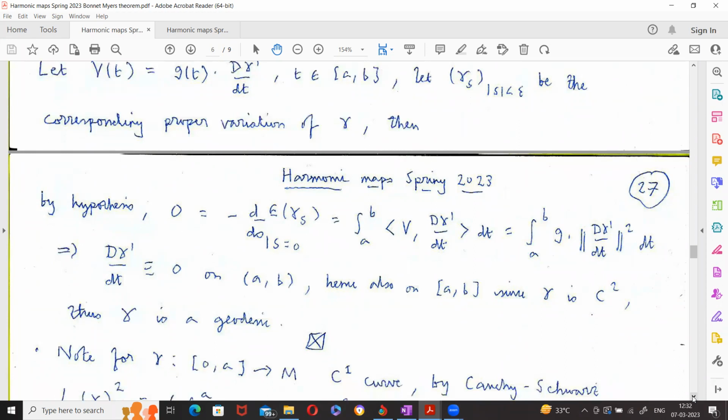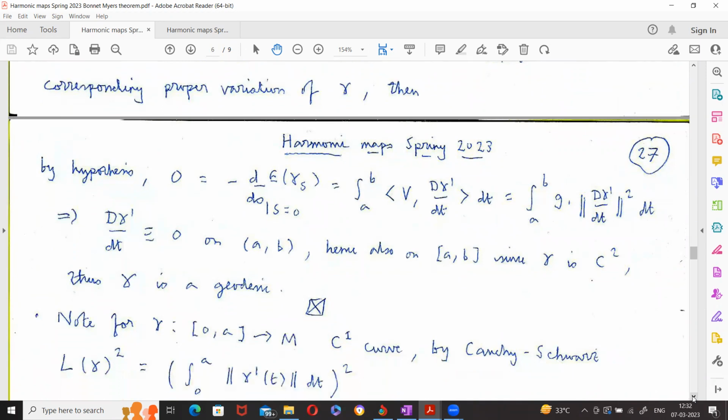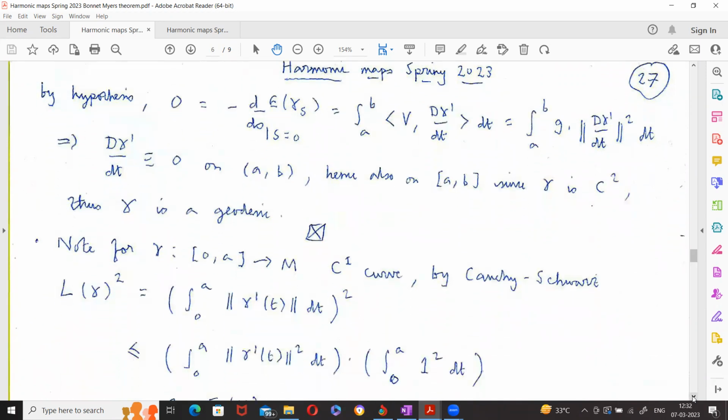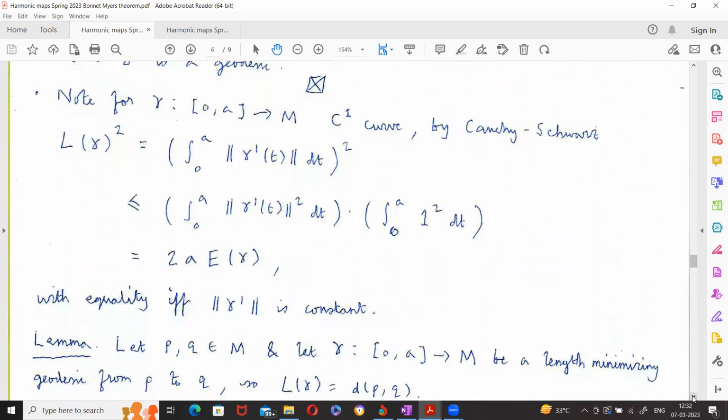No. It will also have minimum length, so let's just see that. Minimum energy will imply minimum length also. That actually follows from Cauchy-Schwarz. Well, it's not clear, there's a little argument for that. So let me give the argument.